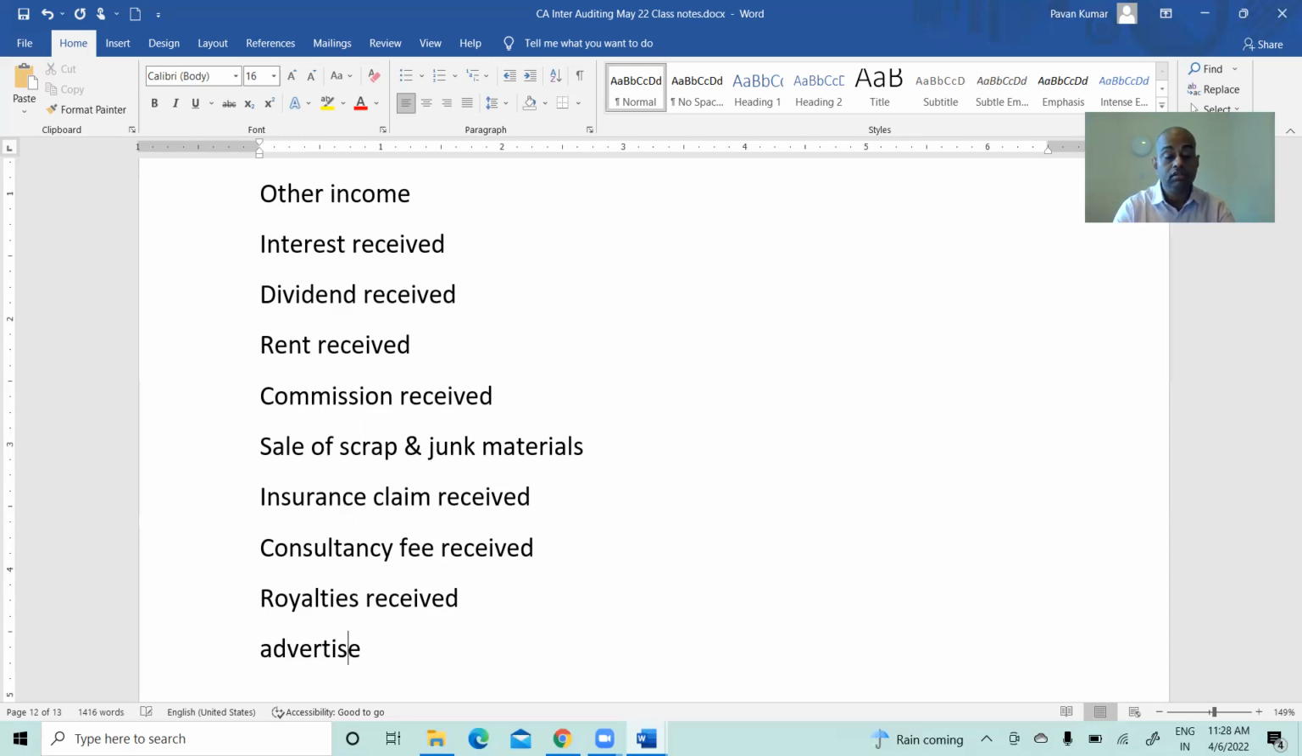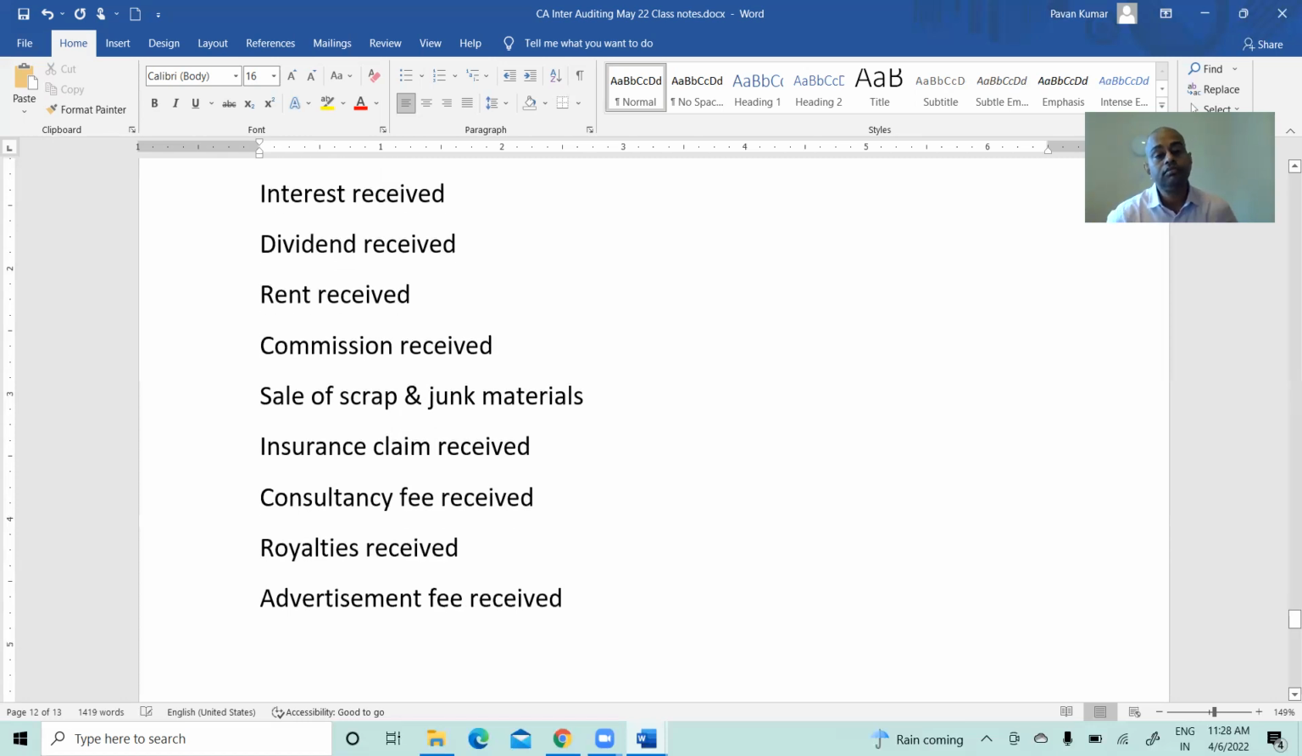Advertisement fee received. So say for example, you are publishing a journal and in the journal I have given one advertisement. If you publish a journal, Harini, can I give a Pavan Kumar and Company Chartered Accountants ad in that? Yes, sir. ICAI will kill me. Chartered accountants are not supposed to advertise. Professional ethics. Have you ever seen advertisement of any CA firm? No, I have not seen, sir. You cannot see also.